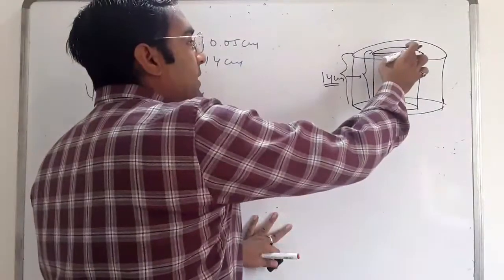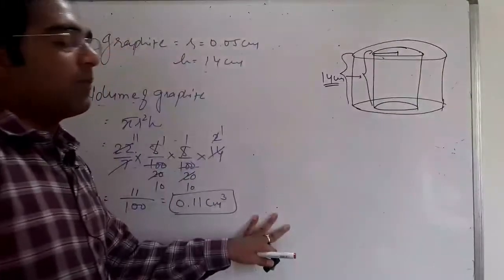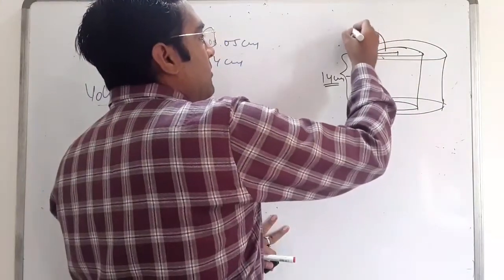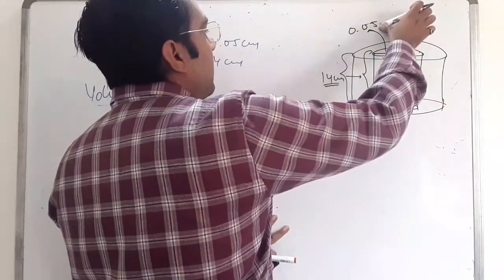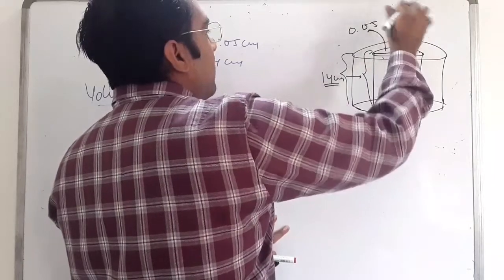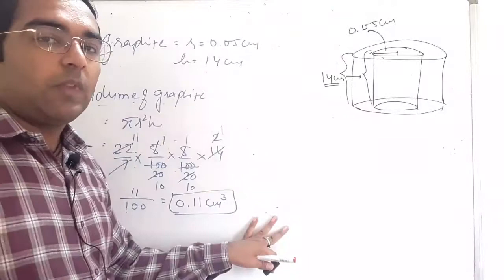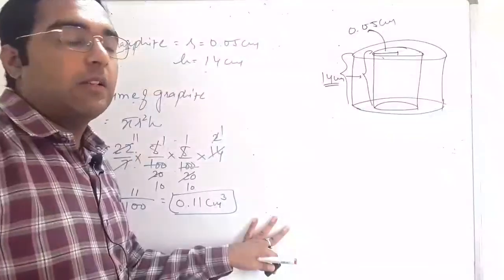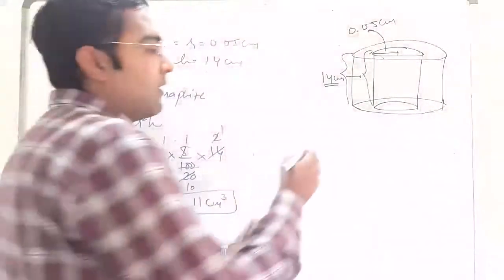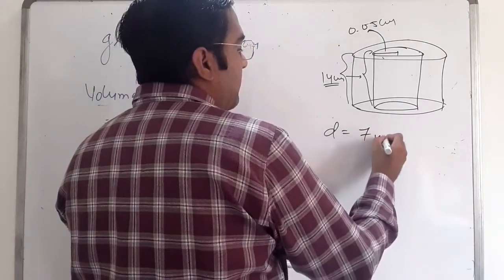So therefore my radius is 0.05 mm. So this portion is 0.05 centimeter. Sorry, I converted it into centimeter, so I'll write it now in centimeter. Now we have to know about the diameter of the pencil, that is 7 mm.